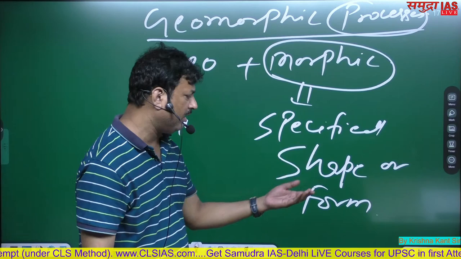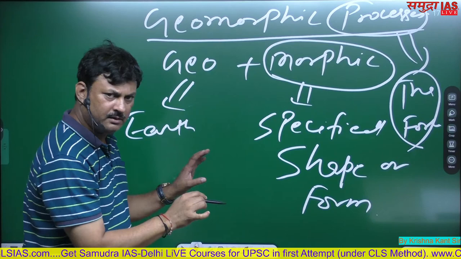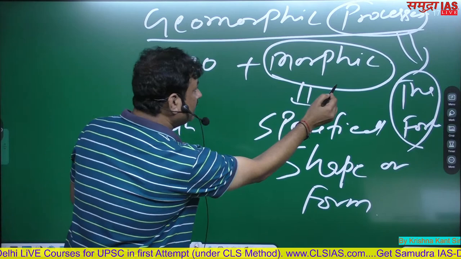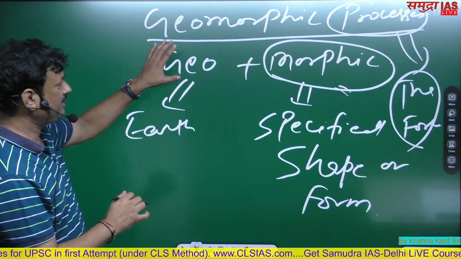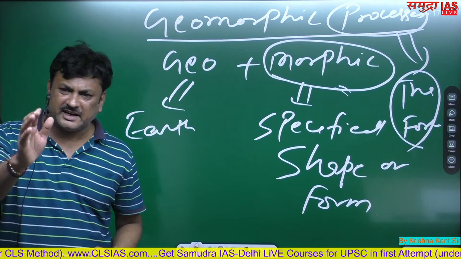And processes means what? The forces which are responsible behind shaping the earth. So this is the topic we are going to discuss. Geomorphic. Geo means earth. Morphic means a specified shape and form. And processes means what? The forces which are shaping the earth.